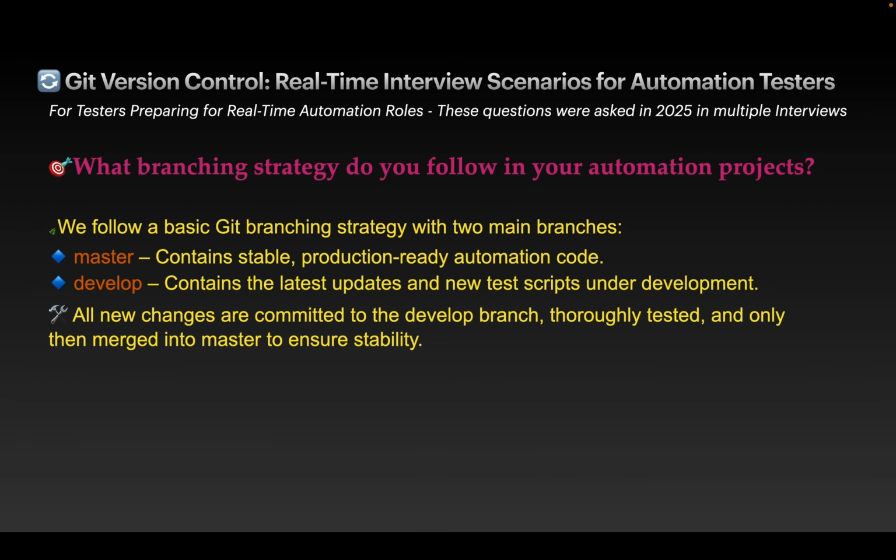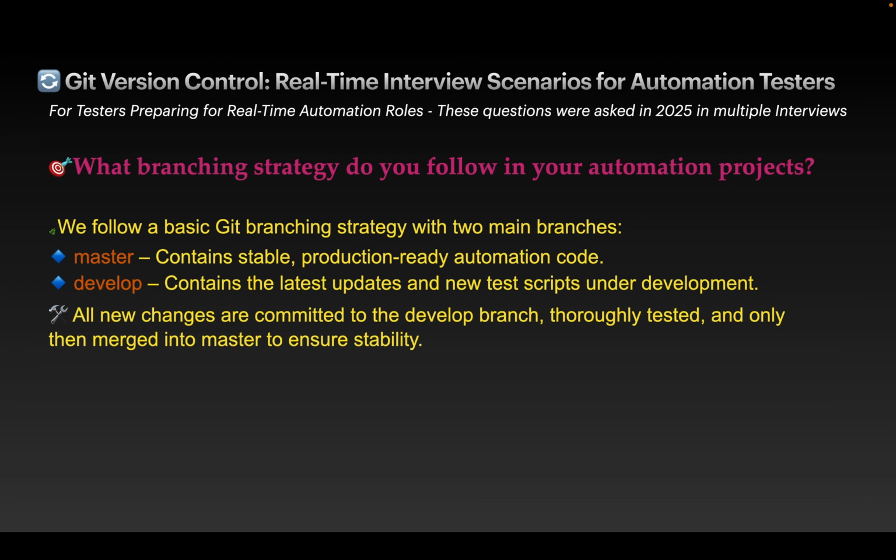What branching strategy do you follow in your project? In most projects they follow a simple branching strategy, where you have a develop branch and a master branch. The develop branch contains the updates and test scripts which are under development. It's not a very stable branch. Master will be more stable than the develop branch, because in develop multiple persons might push their code and the pipelines might not work consistently.